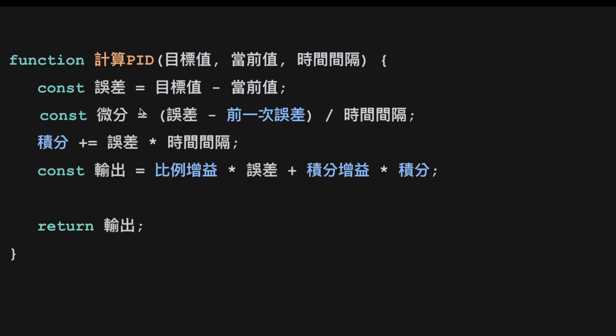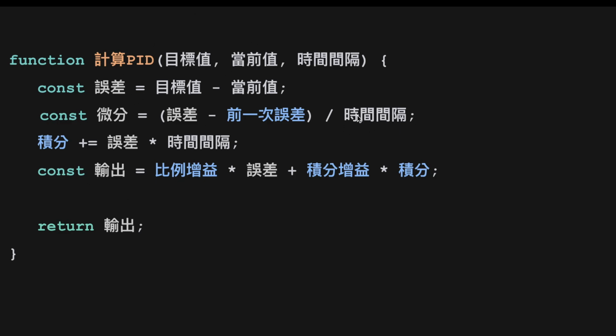Since it's time-related, we divide by the time interval. Because some CPUs run faster with more iterations, some run slower with fewer. If we don't account for time, faster systems compute more, slower ones compute less. That's not right. You need to factor in the time interval. So whether your CPU is fast or slow, or the system is busy or idle, the time between each cycle is different, which causes errors. So we need to factor in time.